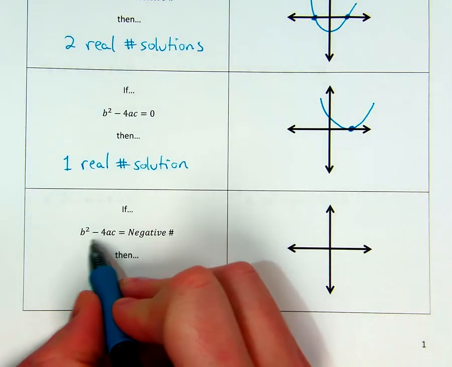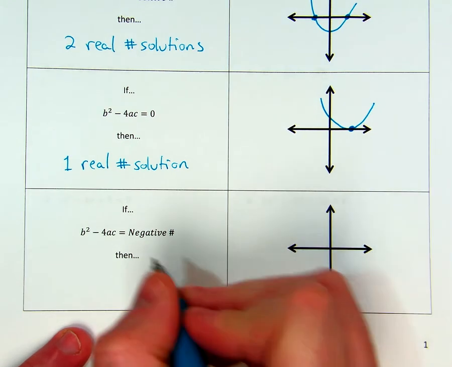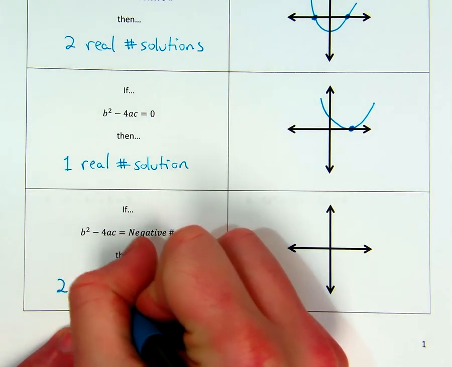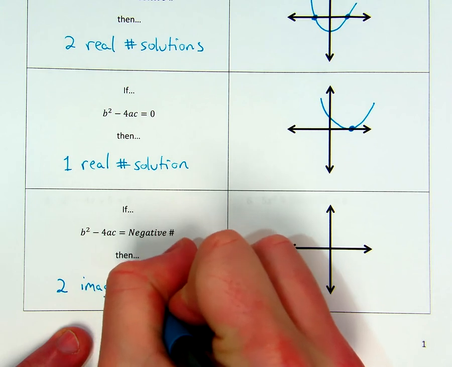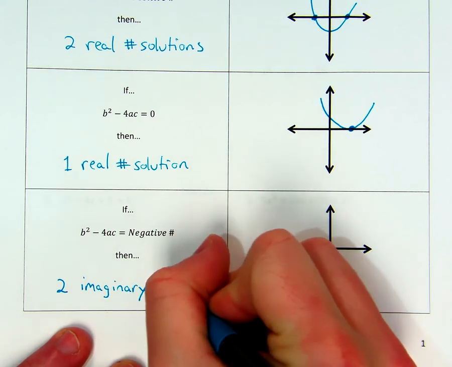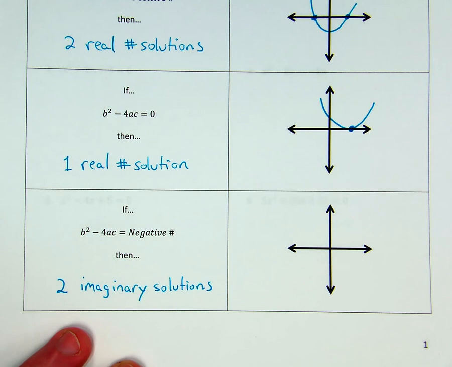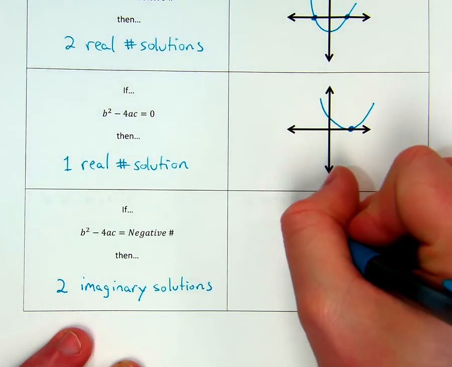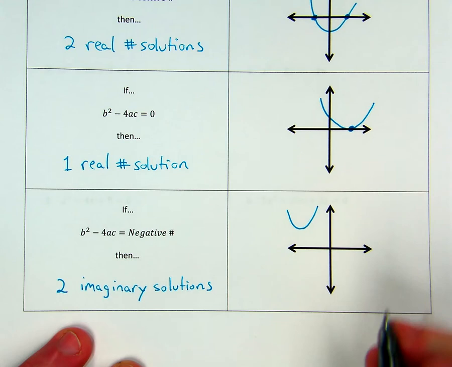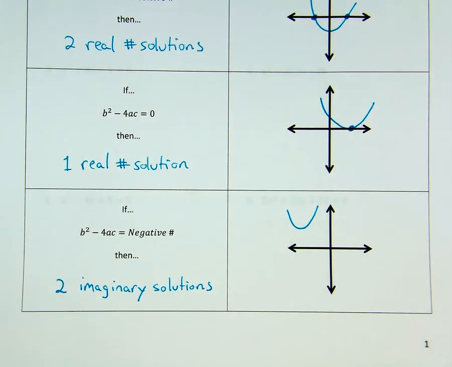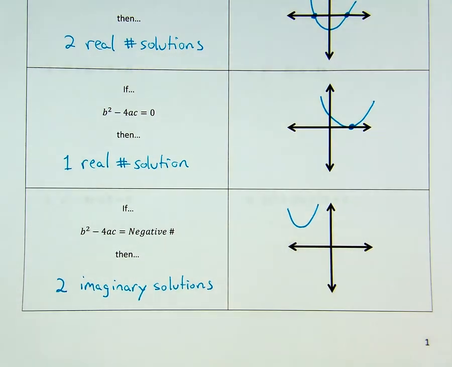Lastly, if the discriminant is equal to a negative number, then your quadratic has two imaginary solutions. Remember that imaginary numbers involve i, or the square root of -1. Those quadratics would graph somewhere out here or anywhere that they don't touch the x-axis at all. These quadratics have two imaginary solutions.